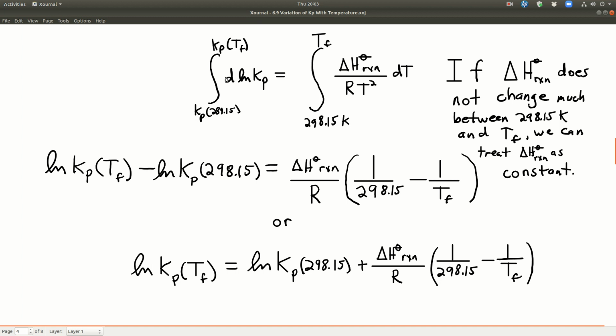So the integral of d ln Kp is just ln of Kp at the final temperature minus ln Kp of the initial, which is 298.15. The integral of this dT is just delta H over R. Pulls out front, we get 1 over... okay, so I did a little funny stuff here with the signs. Okay, it's final minus initial.